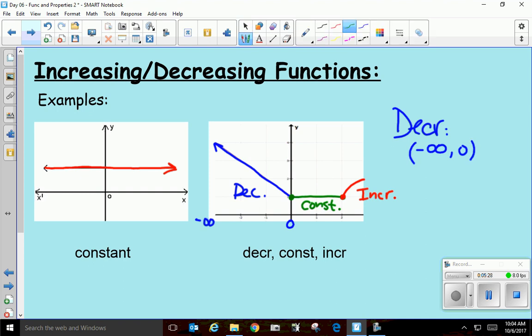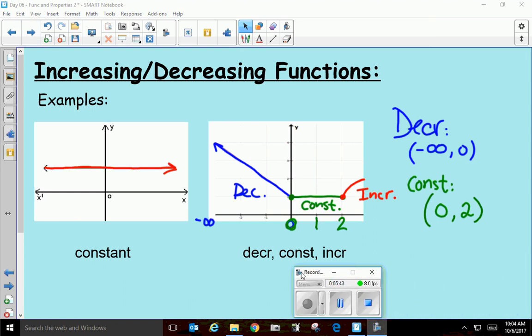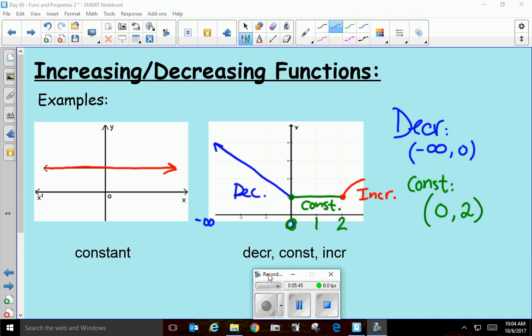What about when it's constant? It's constant from when x is 0 to when x is 2. So from 0 to 2, it's constant. And last but not least, and this should have an arrowhead here, it is increasing from when x is 2 all the way to positive infinity. So from 2 to positive infinity.